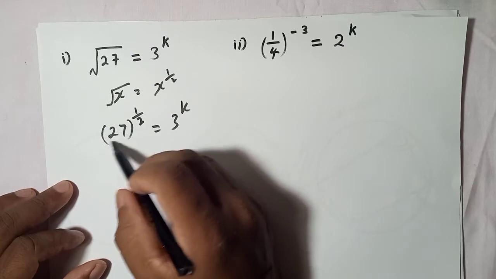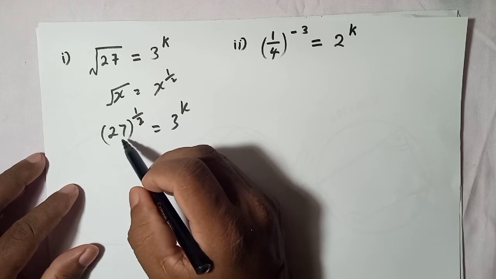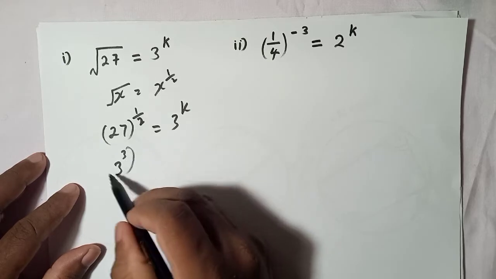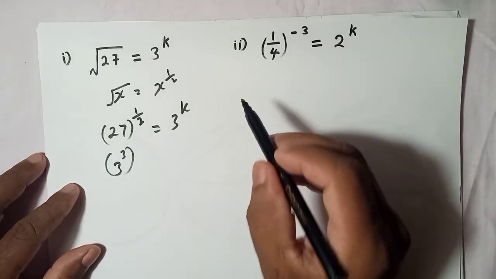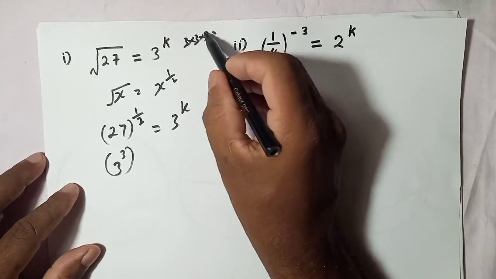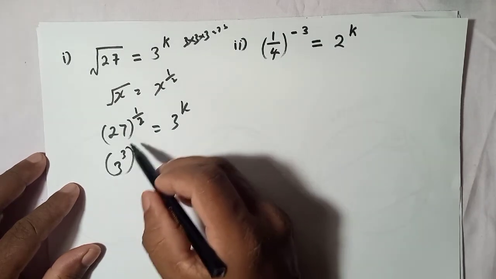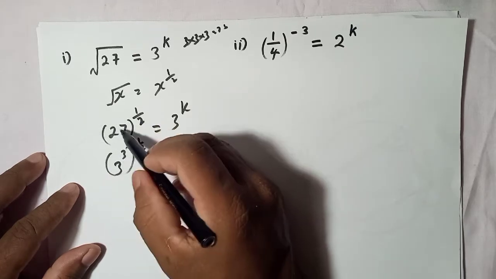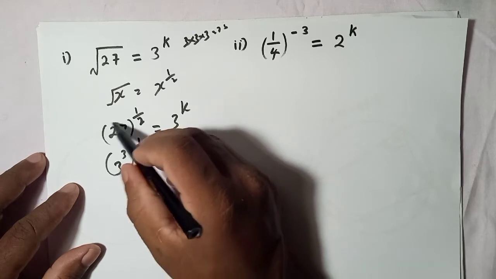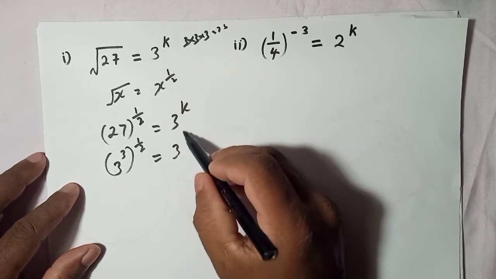And again this 27 also I can make 3 to the power 3, because why? Now we know 3 into 3 into 3, 27. That means 3 into 3 is 9, 9 into 3 is 27. So for the 27 I could write 3 to the power 3, and here will be half. Now look very carefully here. This index keeps the same way, only this 27 I could write as 3 to the power 3, and here will be 3k.